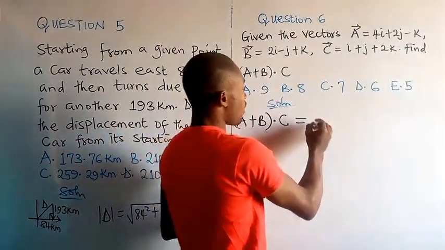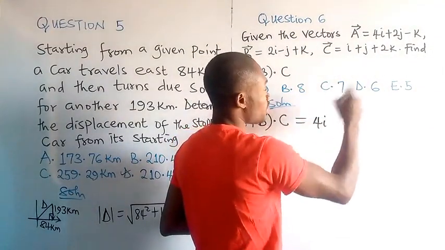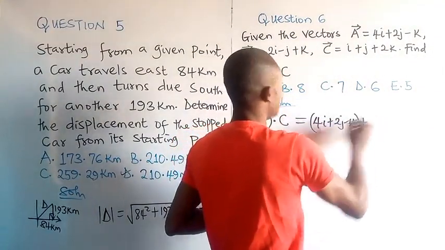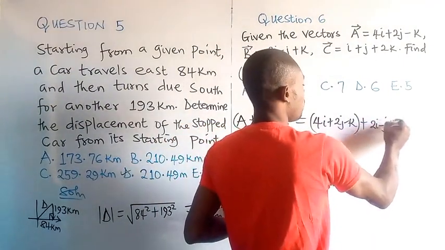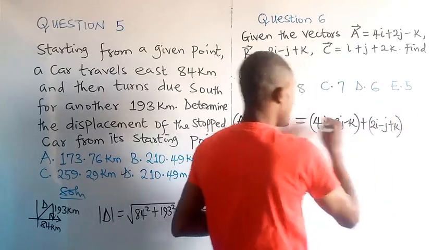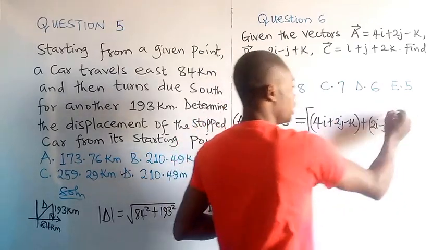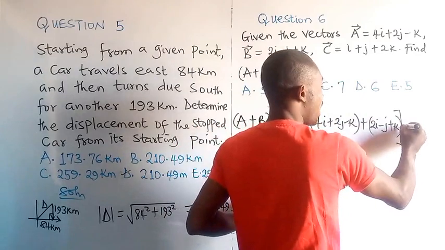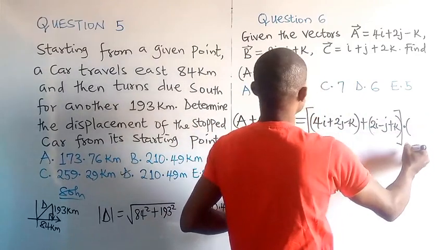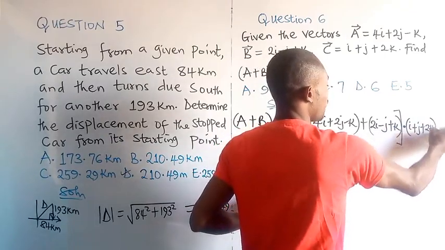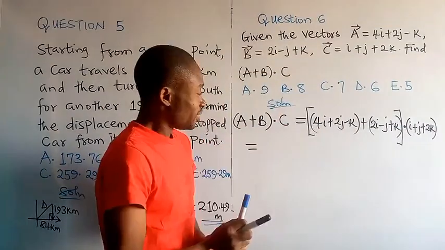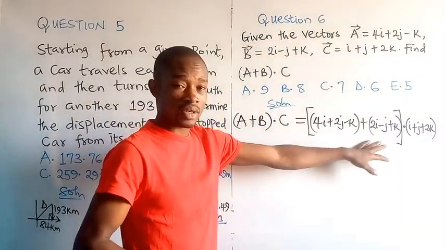But let's go. All right, this is 4i plus 2j minus k. Then we are adding this to the vector 2i minus j plus k. Now, whatever we get from here is going to be multiplied by vector C. And vector C, we have it to be i plus j plus 2k. Good. So finish up with the bracket first, this, okay?